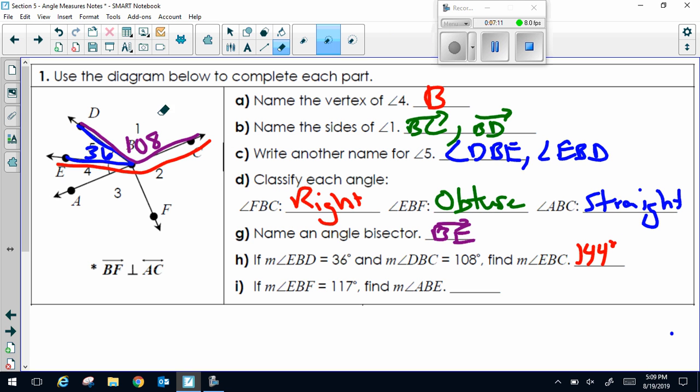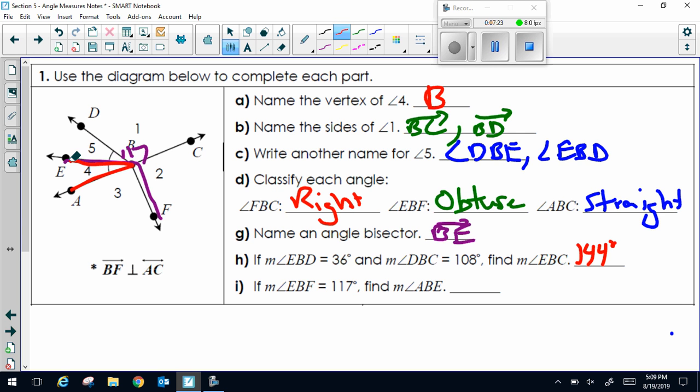And then lastly, they gave me that E to B to F, the whole thing, is 117. Okay, they want me to find A to B to E. But remember, because of this statement down here, this is 90, so we're going to do 117 minus 90, which gives me 27 degrees.